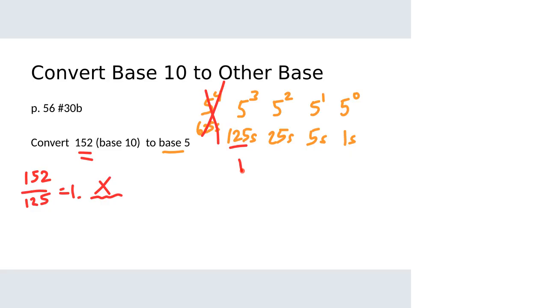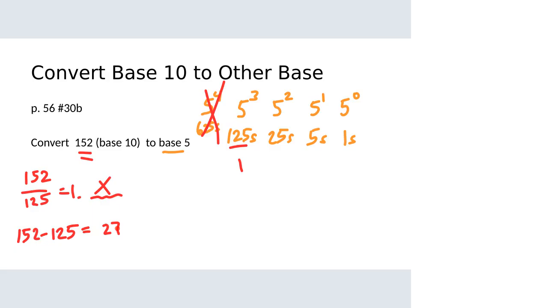Then I have to see how much of the 152 I just took care of. Well, I had 152. I just took care of 125 of it. So what does that leave me with? 27. So I still need to write 27. Now, some of you can probably just finish it from here. If you can, that's fantastic.